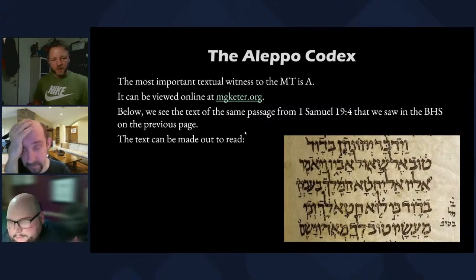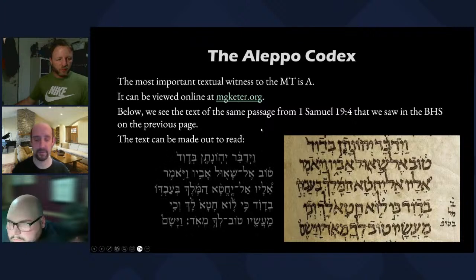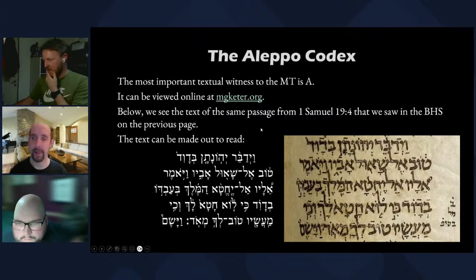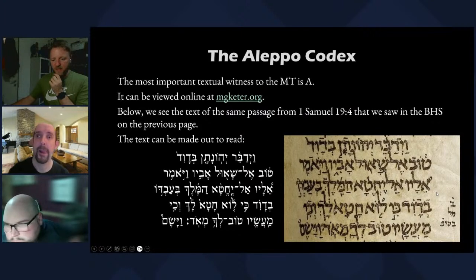Vayedaber Yehonatan beDavid Tov el Shaul Aviv. This is the text that we read, and if we put it in regular letters, it would look like this: Vayedaber Yehonatan beDavid Tov el Shaul Aviv. Okay, so this is the basis for the text that we use for the Bible. It's beautiful.